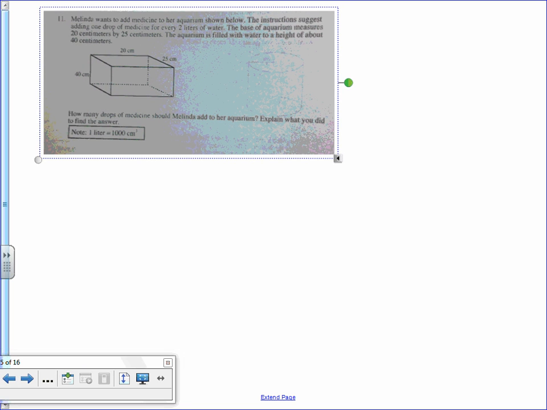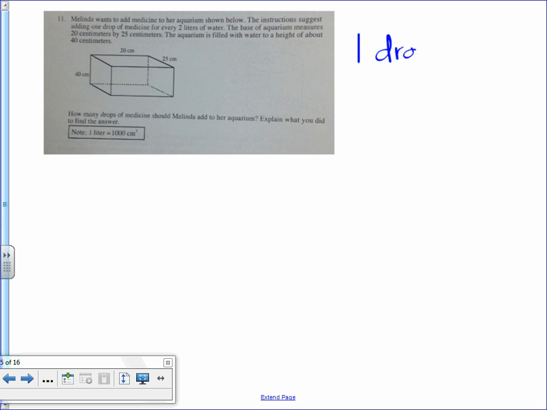This next problem. Melinda wants to add medicine to her aquarium shown below. The instructions suggest adding 1 drop of medicine for every 2 liters of water. 1 drop equals 2 liters.